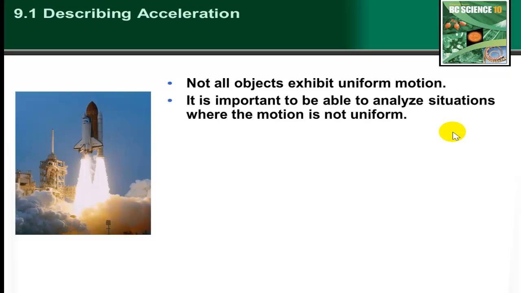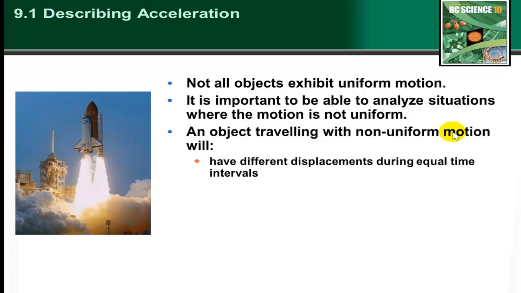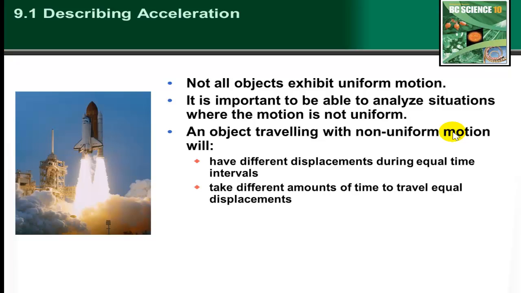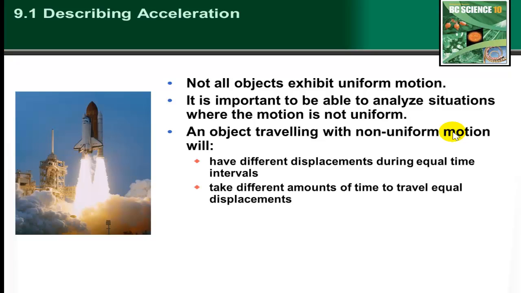The point is, in order to launch the space shuttle correctly, scientists need to be able to analyze and predict motion that is changing both in speed and direction. So for an object traveling with non-uniform motion, you're going to notice 2 or 3 things. They have different displacements during equal time intervals. They take different amounts of time to travel equal displacements, and they have a continuously changing velocity. So those are 3 important points. I'm going to repeat them. Have different displacements during equal time intervals, take different amounts of time to travel equal displacements, and have a continuously changing velocity.